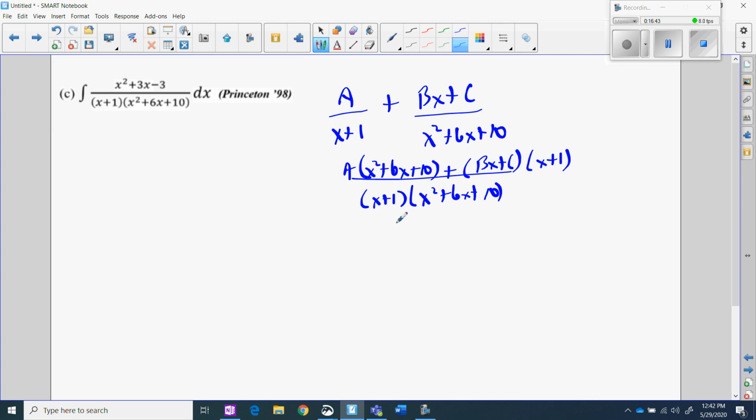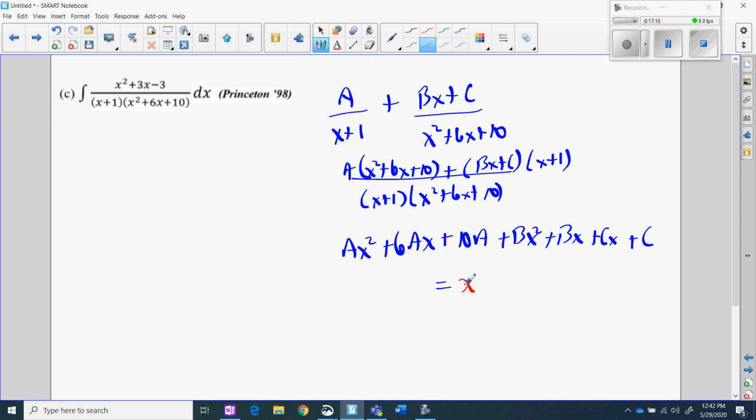So at this point, I'm going to abandon the denominators. They don't really matter because it's already the same as this one. This numerator needs to become the same as this numerator. So I'm going to expand it out. Ax squared plus 6ax plus 10a plus bx squared plus bx plus cx plus c. So that's the numerator of this. Well, that has to be equal to the original numerator, x squared plus 3x minus 3.